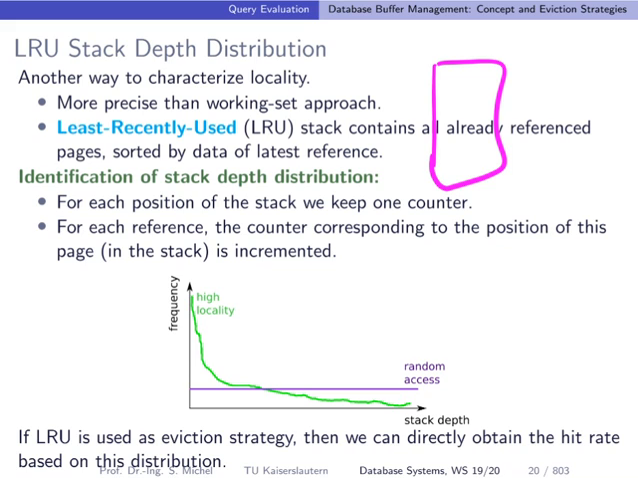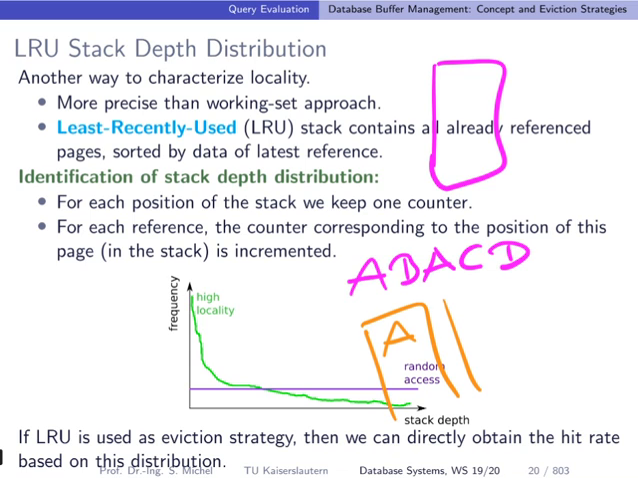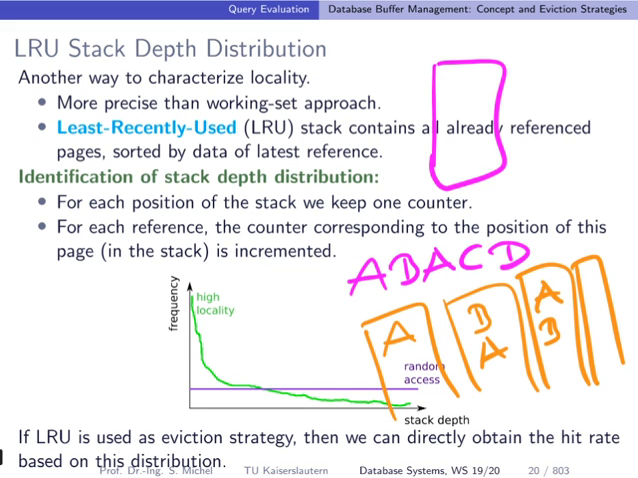So now if we have a certain page reference string, let's say A, B, A, C, D, this works as follows. Initially, of course, we have only A in our stack, and then B comes in addition, so we have B, A, and then A comes again, so we put A on top, and we have A, B. Then C comes, and then we have C, A, B, and eventually there's D, so we have D, C, A, and B as the content of our stack.